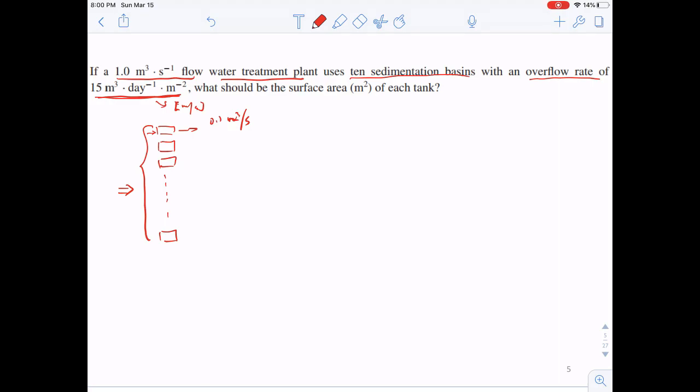So basically what we can do is build up this equation, overflow rate equal to Q divided by the area, right? So we know that the overflow rate is equal to 15 meter cubed per day per meter squared. And then we know that Q is equal to 0.1 meter cubed per second.